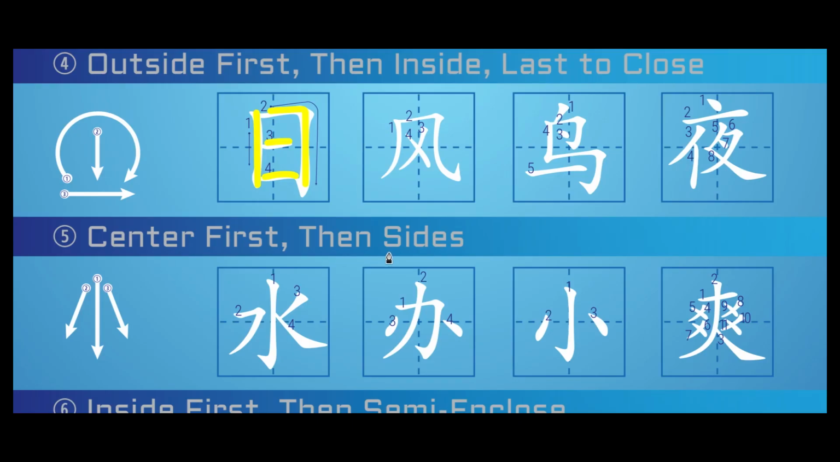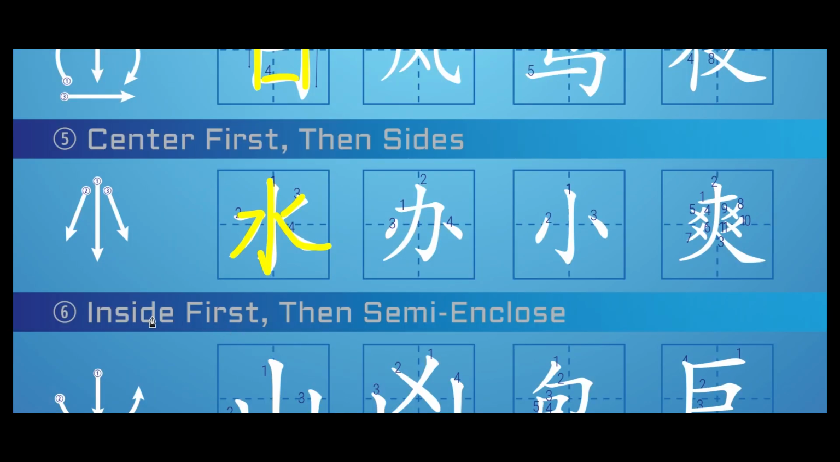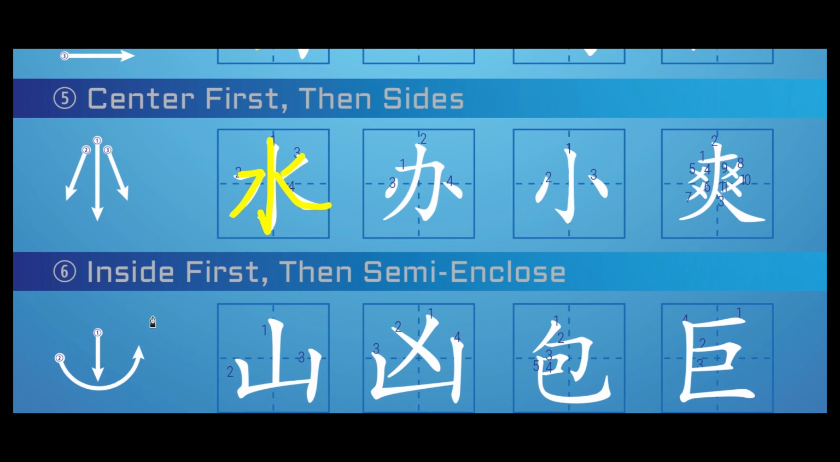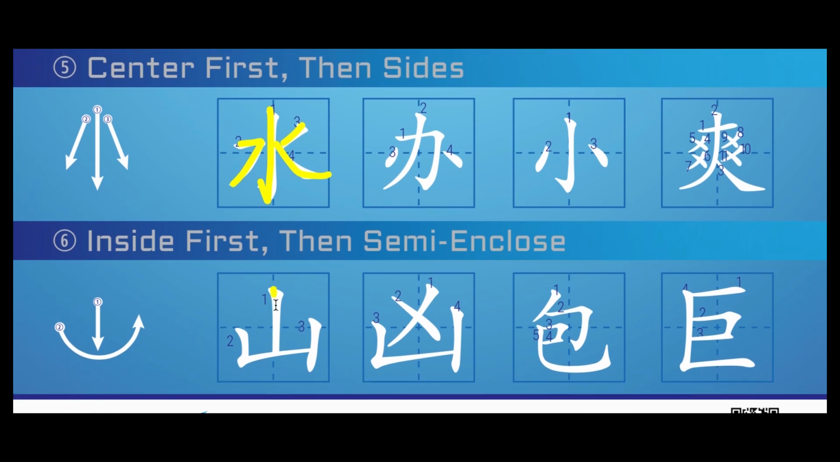Center first, then sides. Straight down hook. Left swing, short left swing, right swing. That's correct. Stroke order number 6. Inside first, then semi-enclose. Straight down one turn, straight down. That's correct. Fantastic. Great job.